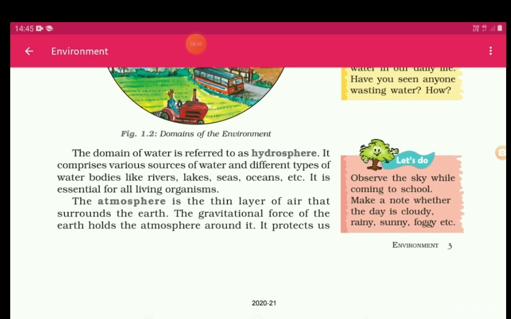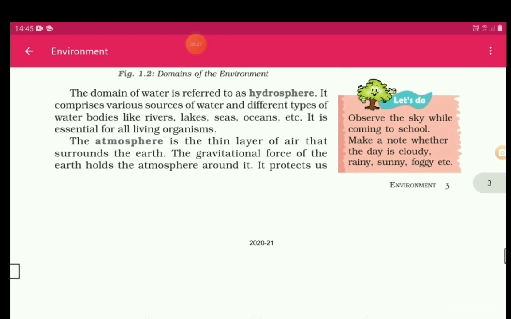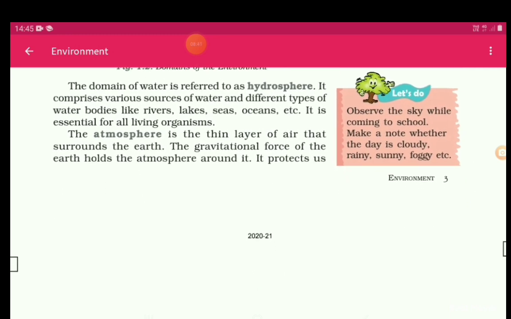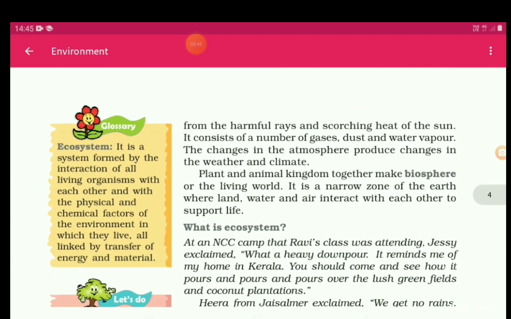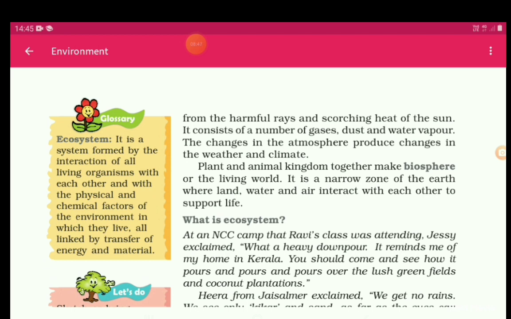The atmosphere is the thin layer of air that surrounds the earth. The gravitational force of the earth holds the atmosphere around it. It protects us from the harmful rays and scorching heat of the sun. It consists of a number of gases, dust and water vapor. The changes in atmosphere produce changes in the weather and climate.